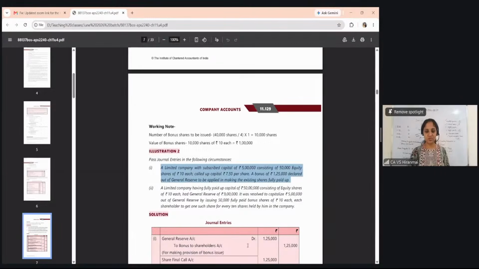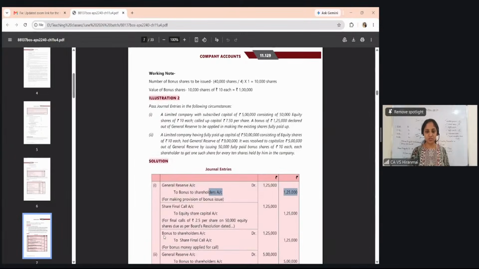Now look, the first one is general reserve account to bonus to shareholders, and bonus to shareholders to share final call. So madam, why is it coming like this here? They have told bonus shares are declared to the extent of 1,25,000 to be making the existing shares fully paid up. This means, what is the final call value, ma? 50,000 shares into 2.5 rupees, that is 10 minus 7.5. 2.5 rupees is the value, correct? So 50,000 into 2.5 rupees is 1,25,000.